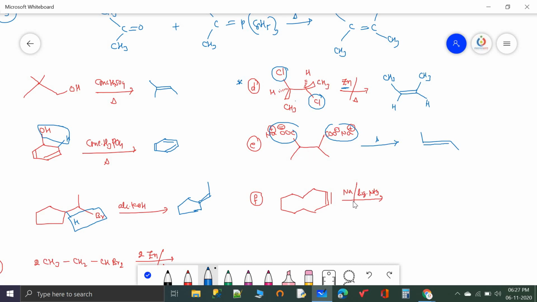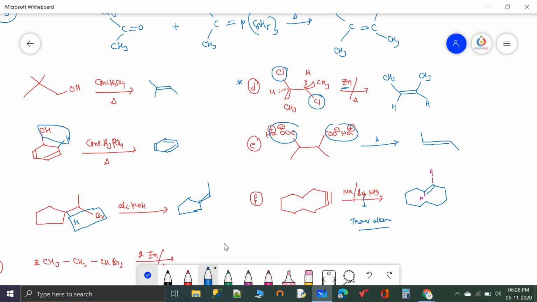And once sodium in liquid ammonia is used, what is the use of sodium in liquid ammonia? It converts the alkyne to the trans alkene, right? If you add hydrogen here, you will get the cis alkene. But how to get the trans alkene? You will get the trans alkene like this. One hydrogen this side, the other hydrogen this side.